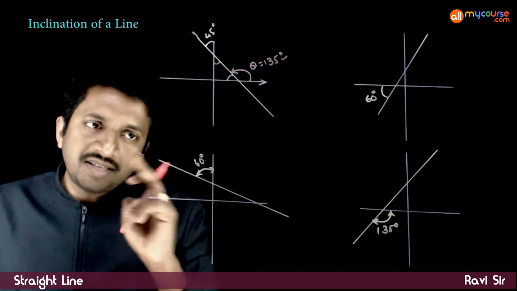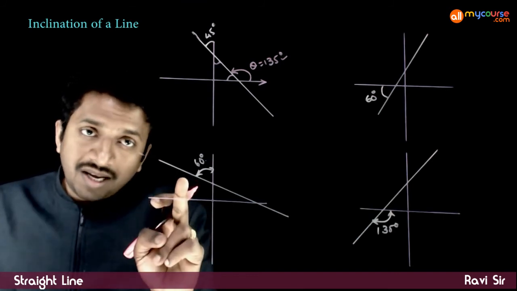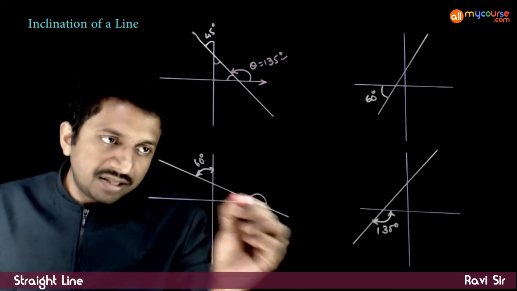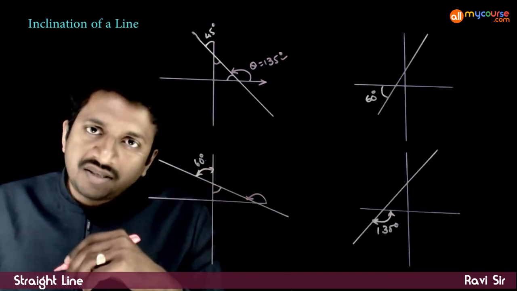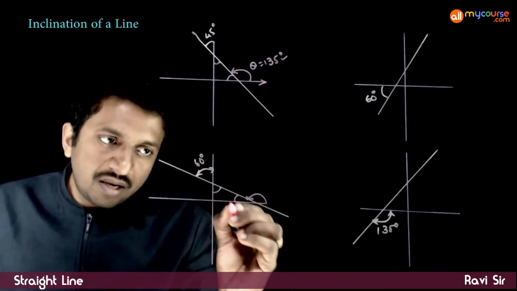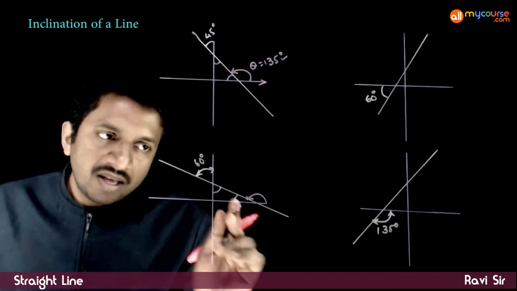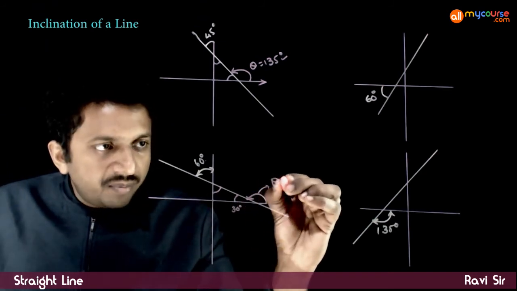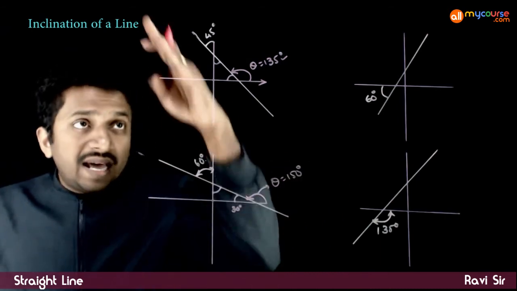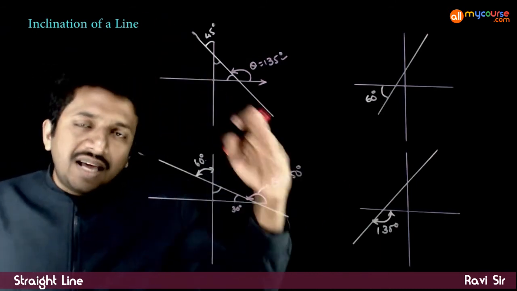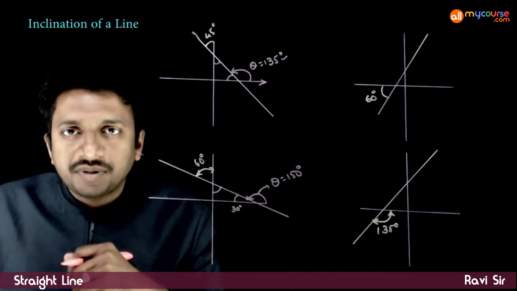Next, if you take this example, if you want the inclination, you have to find this angle. This angle is called the inclination. So if this is 60, this is also equal to 60. If this is 60, this is equal to 30 degrees. Hence, the inclination will be equal to 150 degrees, right? So if the line is in this direction, the inclination will be obtuse.